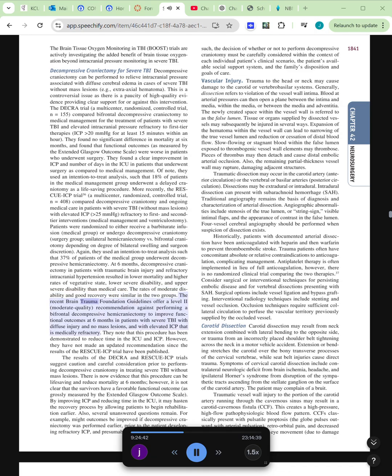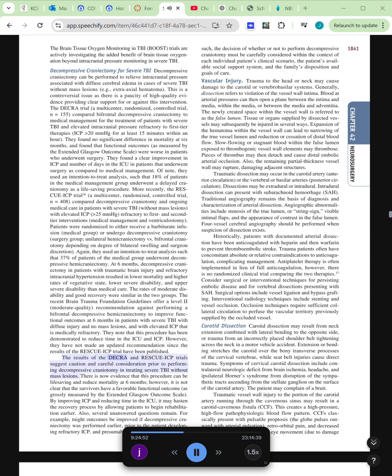The recent Brain Trauma Foundation guidelines offer a level 2 moderate quality recommendation against performing a bifrontal decompressive craniectomy to improve functional outcomes at 6 months in patients with severe TBI with diffuse injury and no mass lesions and with elevated ICP that is medically refractory. They note that this procedure has been demonstrated to reduce time in the ICU and ICP. However, they have not made an updated recommendation since the results of the RESCUE-ICP trial have been published.